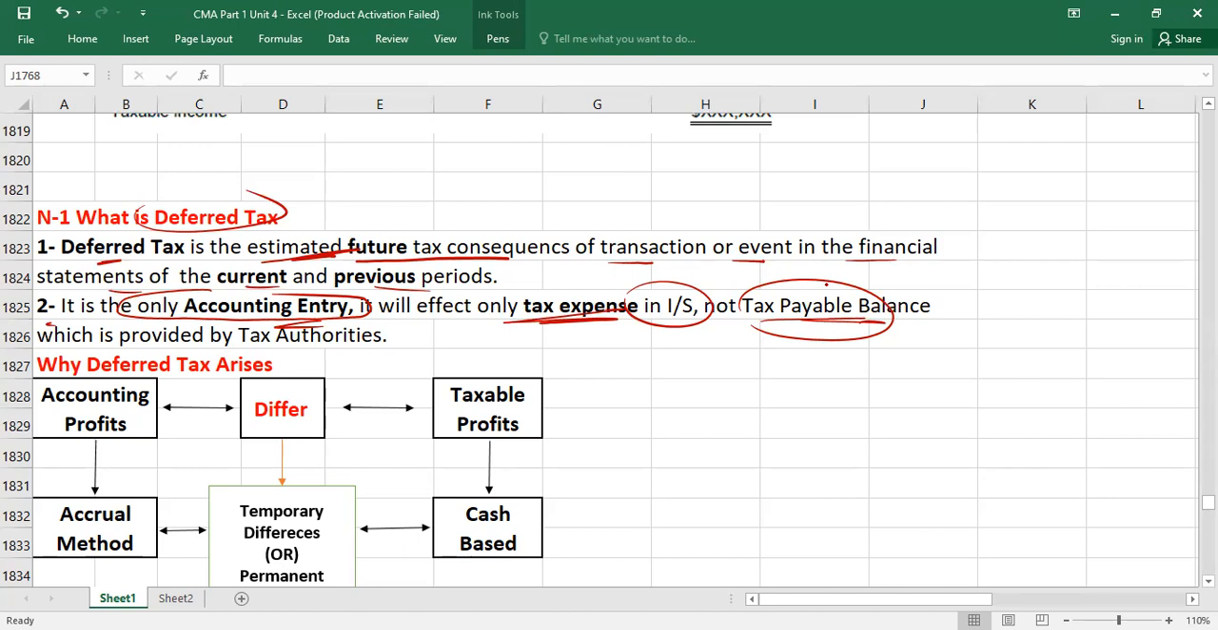Understood? You understood? Because the actual amount of tax the authorities will let you know is how much you have to pay. Is that clear? Now here we go. Now I will explain what deferred tax is. Can you explain deferred tax, right?